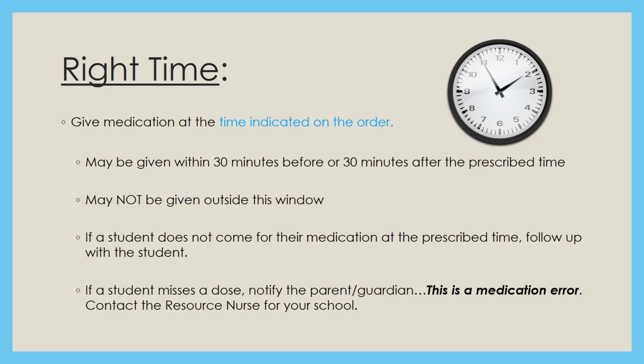If a student does not come for their medication at the prescribed time or within the allowed window, follow up with the student. If a student misses a dose, notify their parent or guardian. This is a medication error, and then contact the resource nurse for your school.